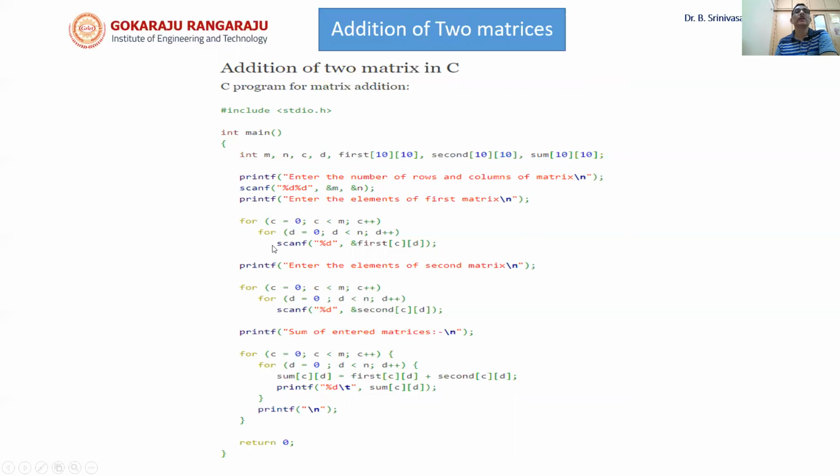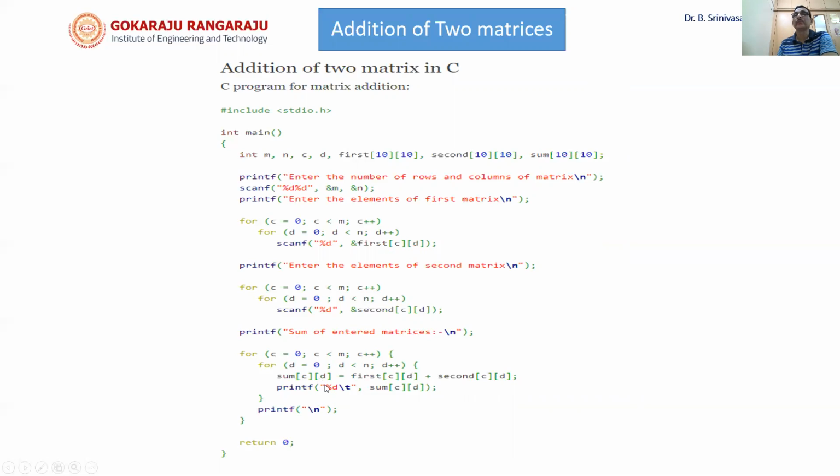Now for that, we have used the first nested for loop. With this for loop, we have inputted the first matrix elements and they are stored in the memory. And similarly, in the second part, the second matrix elements are stored in the memory.